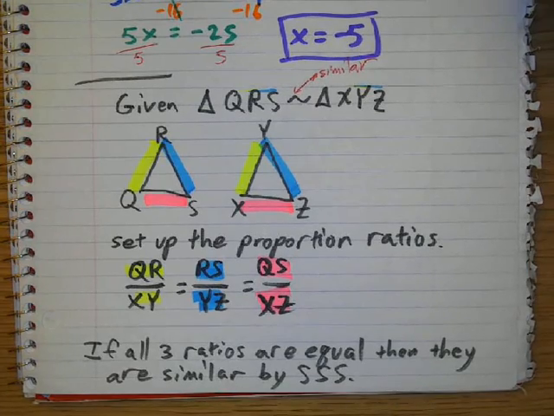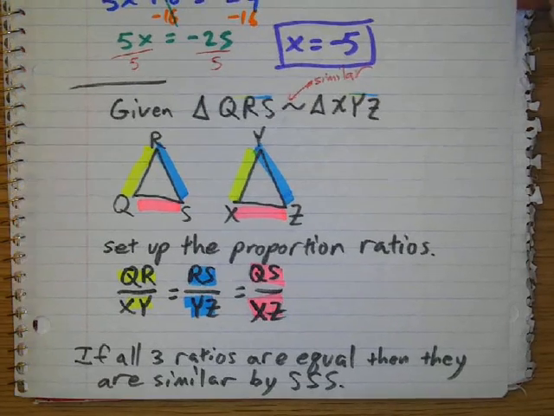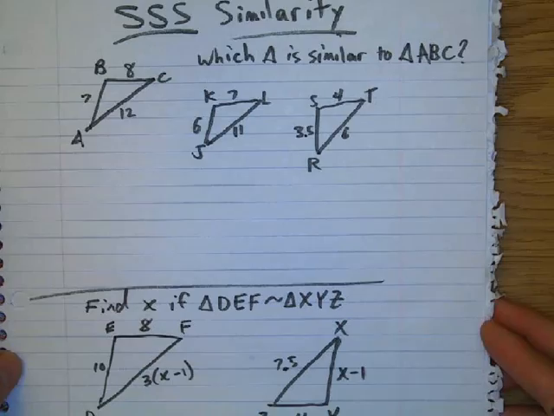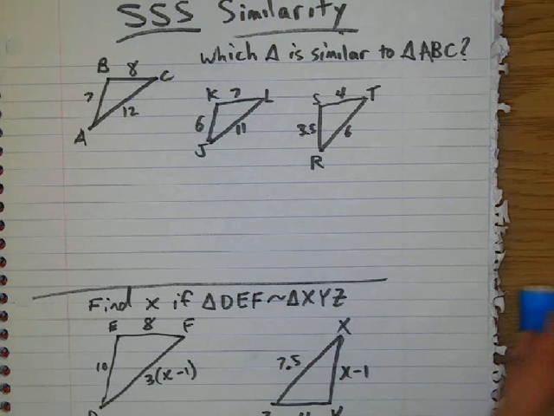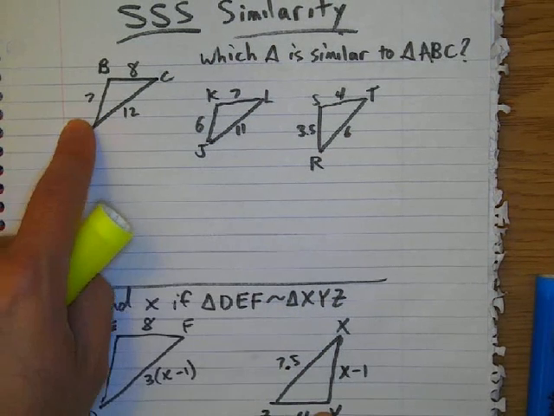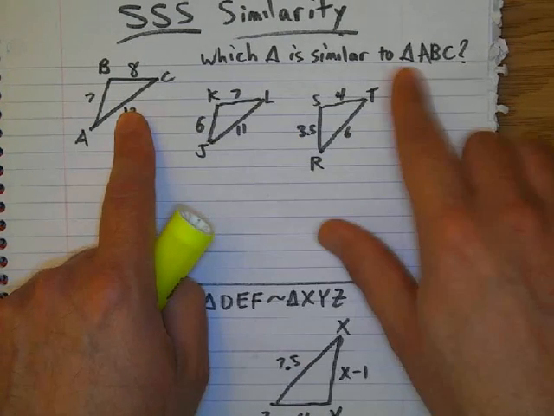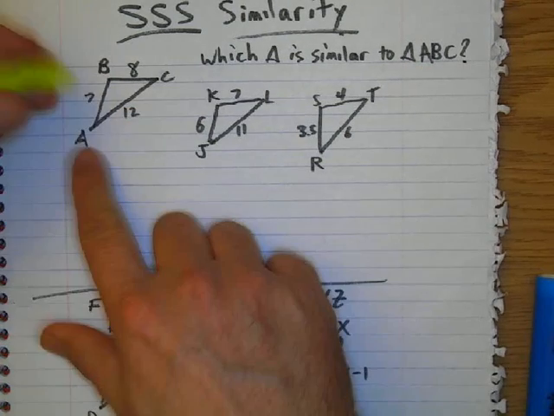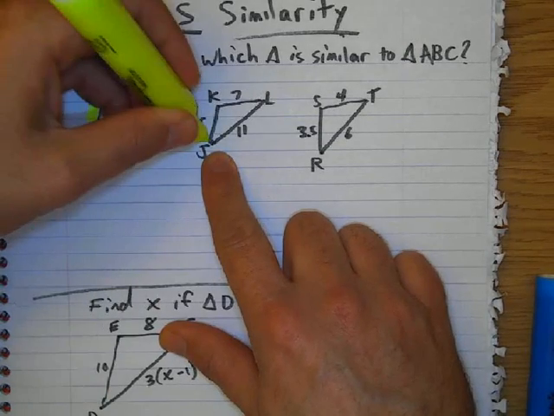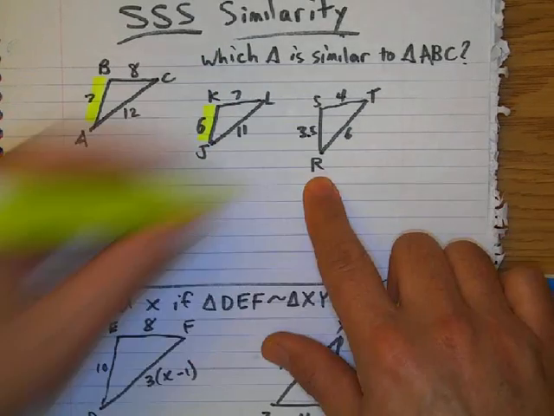You may want to watch this video again if that doesn't make sense. If you don't need to, okay. So let's talk about side, side, side similarity. So notice here the shortest side, which triangle is similar to ABC? So the shortest side here is 7. So the shortest side here is 6, and the shortest side here is 3.5.